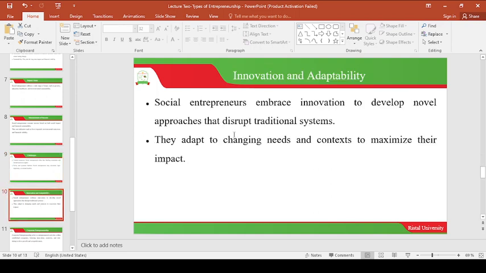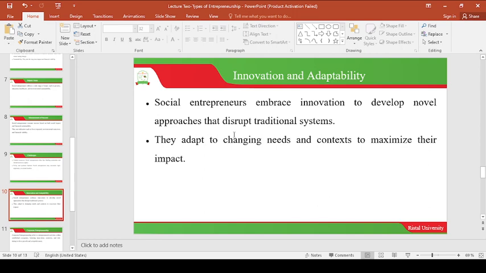Now let us look at innovation and adaptability. How are they able to adapt to the changing environment? Social entrepreneurs embrace innovation to develop novel approaches that disrupt traditional systems. So let us come back to the context of education and specifically Rest University. Traditionally, we study face to face. In class, you need to be in class, do the assignments, the examinations, attend lectures, etc. But for us, the university offers those services online, and that's being innovative.